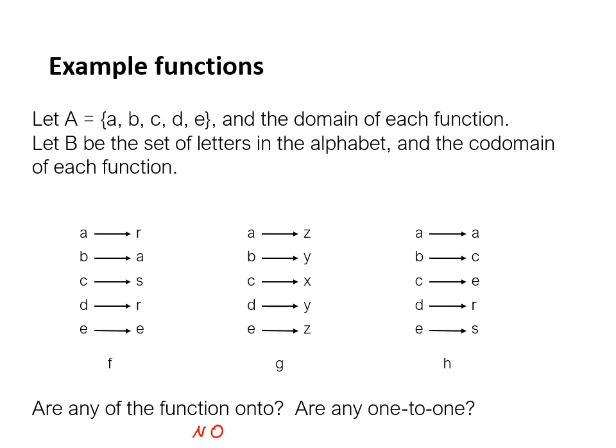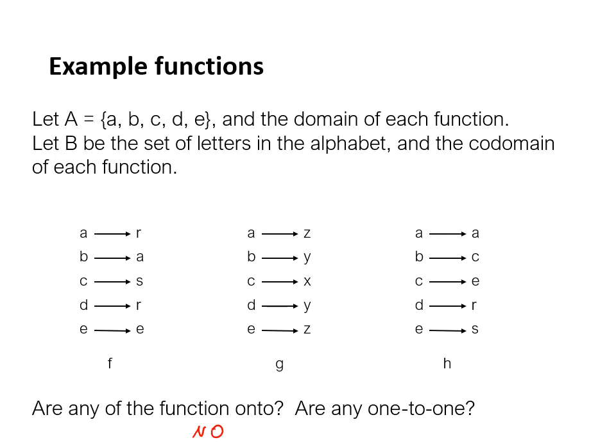Because the codomain is the set of all letters in the alphabet, and the domain has only 5 elements. So there will definitely be elements of the codomain that nothing is being mapped to. Is any of them one-to-one?